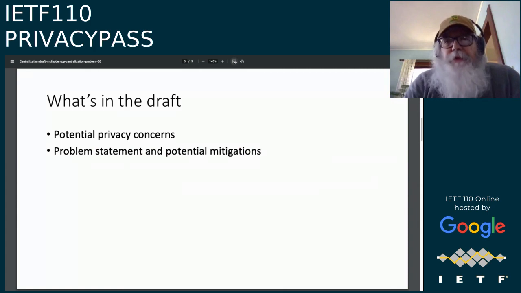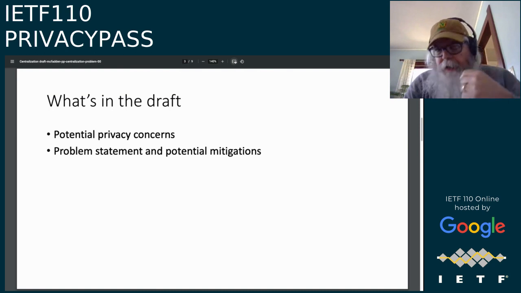The goal of the draft is really to address the centralization issues surrounding Privacy Pass. It's a supporting piece of documentation for the architecture and protocol drafts. The idea is to identify potential privacy concerns, then try to write a crisp problem statement for Privacy Pass in regards to centralization, and then talk about potential mitigations. And I'll say again that of the potential mitigations, redemption context is not in the current draft, although when we come to the end, I'll talk about being happy to add it. Next slide, please.